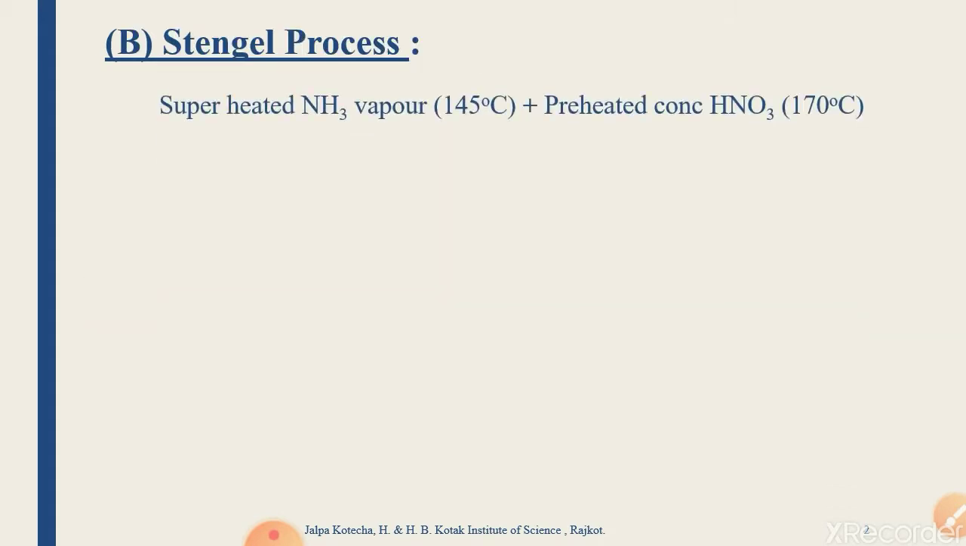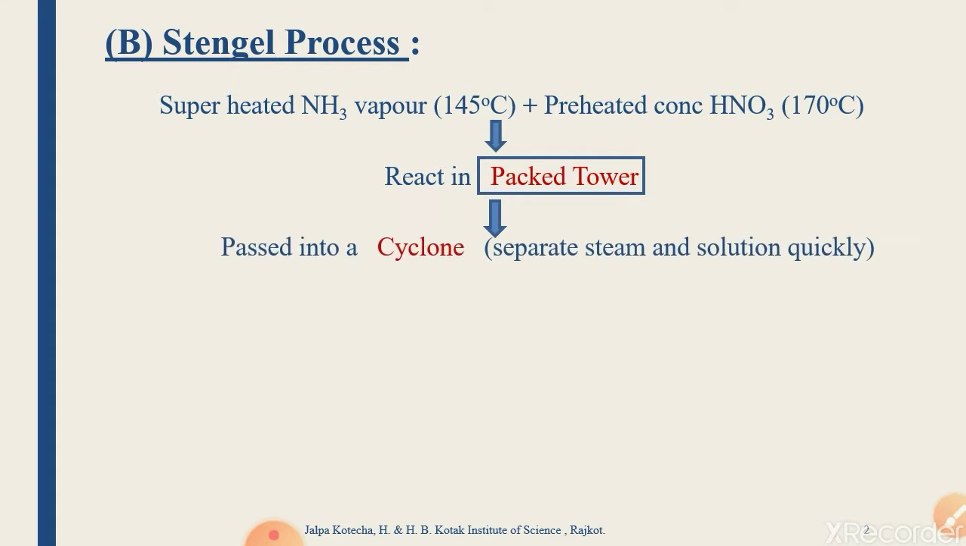Now, in the Stengel process, we take the superheated vapors of ammonia that is heated at around 145 degrees Celsius and preheated concentrated nitric acid that is heated at around 170 degrees Celsius. These two are heated at the temperatures given and then are taken into a reactor, that is a packed tower. So, in this packed tower, nitric acid and ammonia get reacted and give the formation of liquid ammonium nitrate.